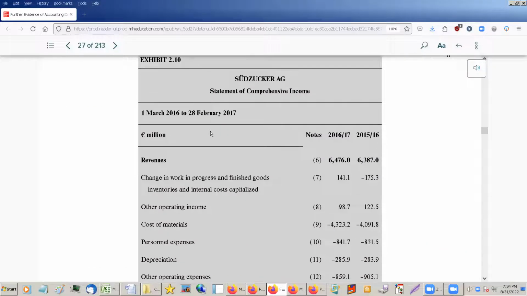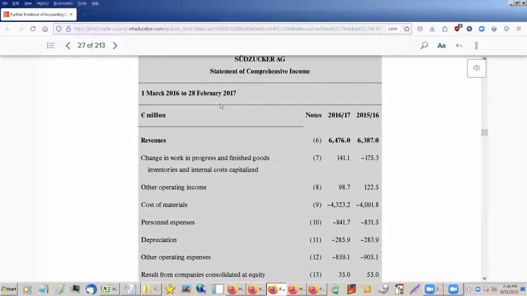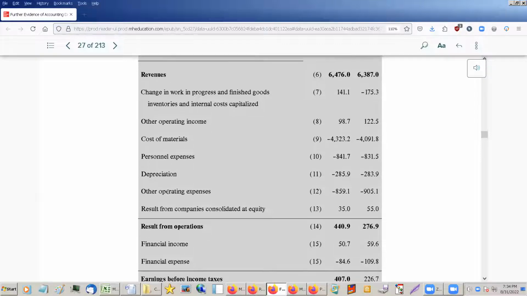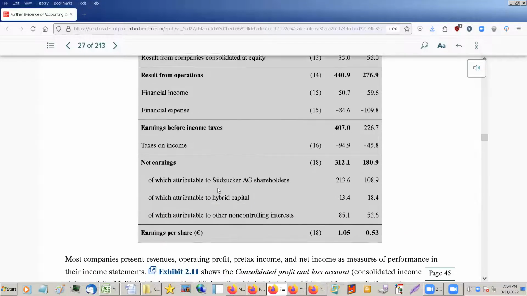Germany. Germany's kind of interesting. I'll talk about it in a second. But Germany, this is their financial statement. Look at their revenues. The revenues actually has cost of materials in it. Expenses and all kinds of stuff. And come down here, read operations.